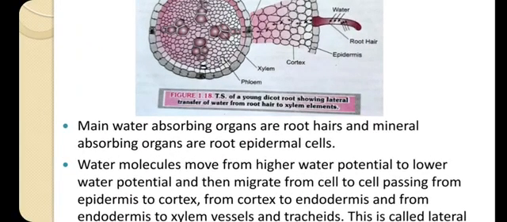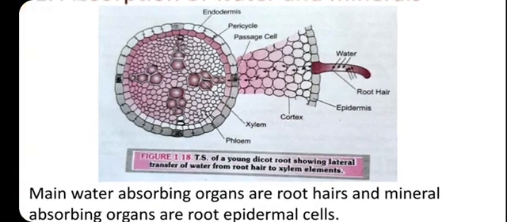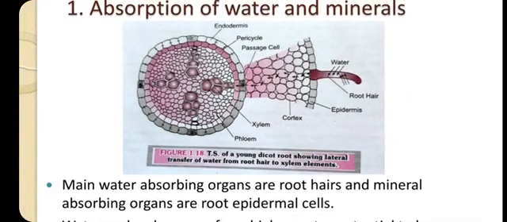If you look at the diagram, this is a TS of a young dicot root showing lateral transfer of water from the root hairs to xylem elements. You have studied this structure in your 9th class also. Here water is absorbed by the root hairs. When there is less water in the root hairs and more water in the soil, water gets absorbed by the root hairs by the process of simple diffusion.